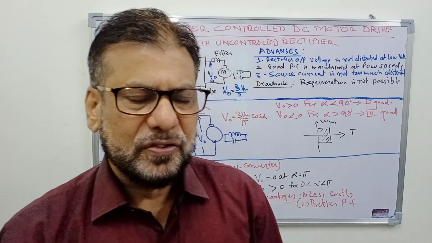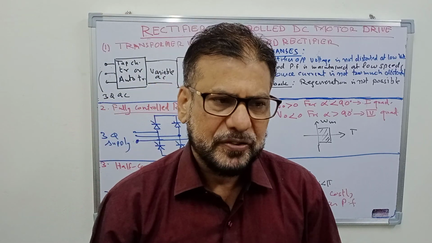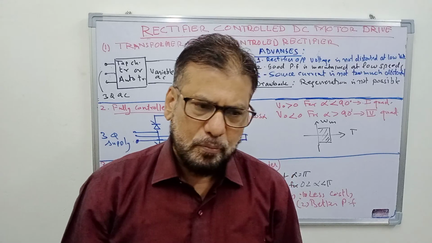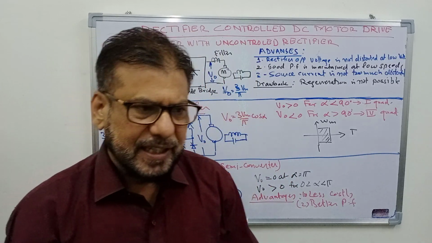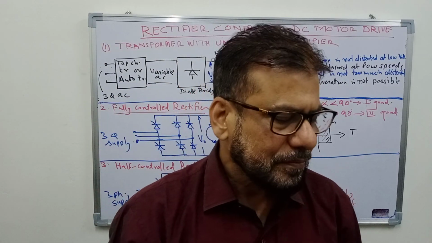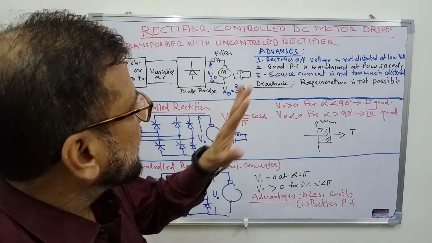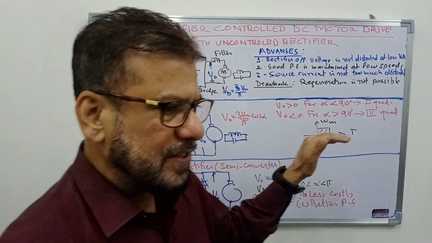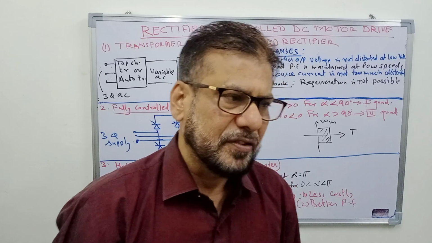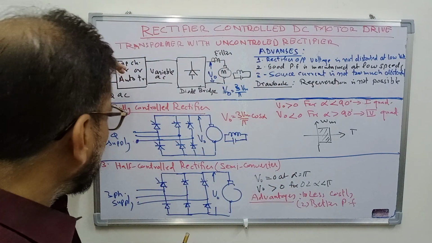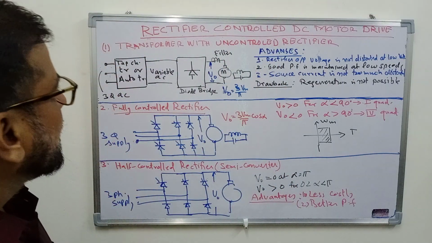So it was very costly and required more space. So nowadays we have polyphase converters that can replace that old scheme. There are various ways you can use rectifiers to control the speed of a DC motor. I have listed the three types of scheme that are possible.